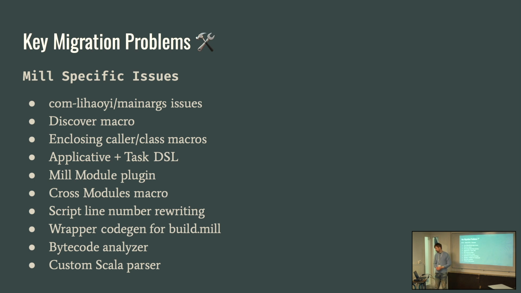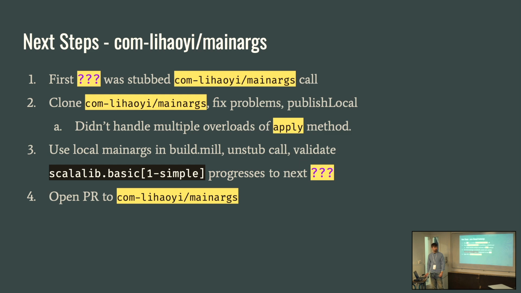There's also some analyzer that analyzes the bytecode to make sure that when you change a print line to some other print line, you have to rerun the task to make sure you get the new result. And a custom Scala parser, of course.